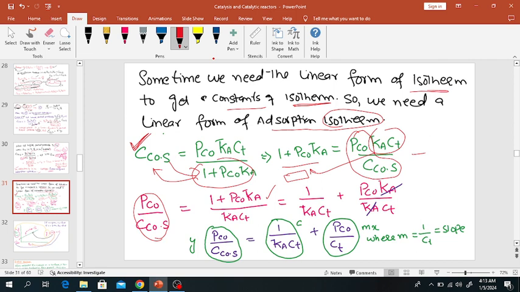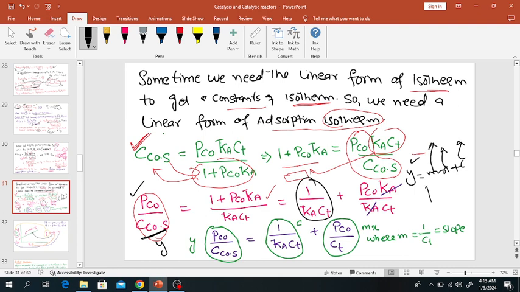Here you can clearly see that this is the y-axis, and this is the y-intercept, c. Y is equal to mx plus c. This is the x-axis, this is the y-intercept C, and this is the slope of the linear line, m.